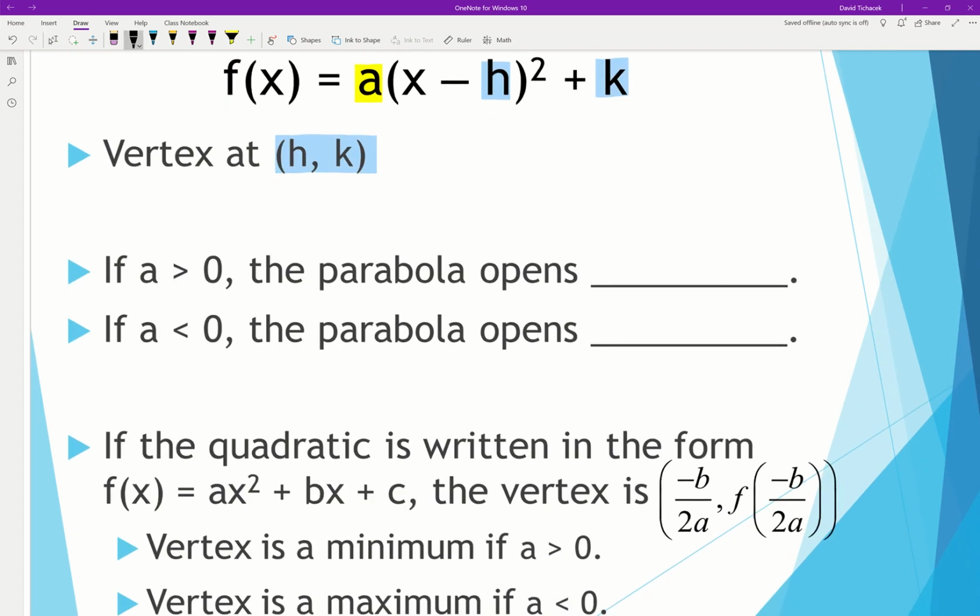Okay, so just don't forget, again, because a is being played by the same number there, that anytime your a is positive, that means you're going to be opening up in your parabola. Anytime that your a is negative, you're going to be opening down.